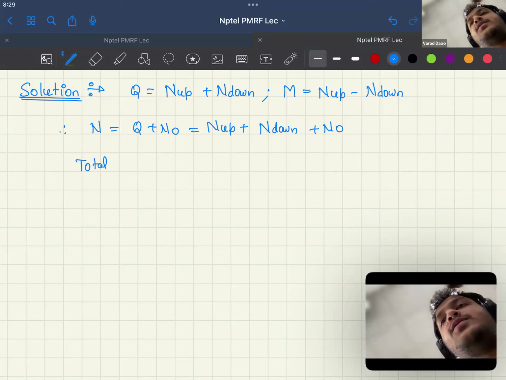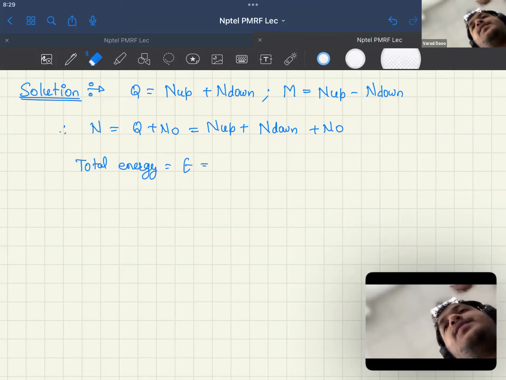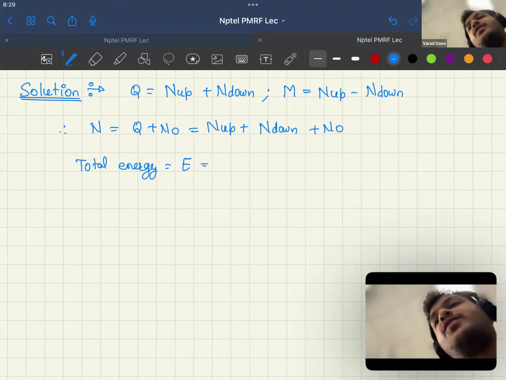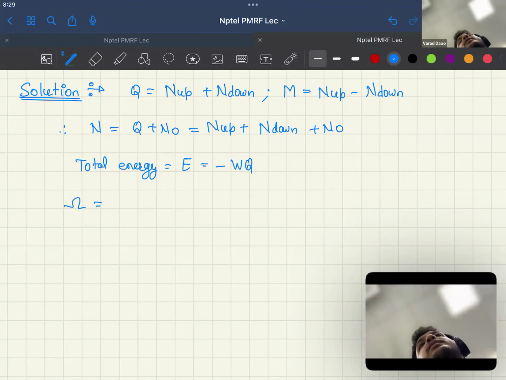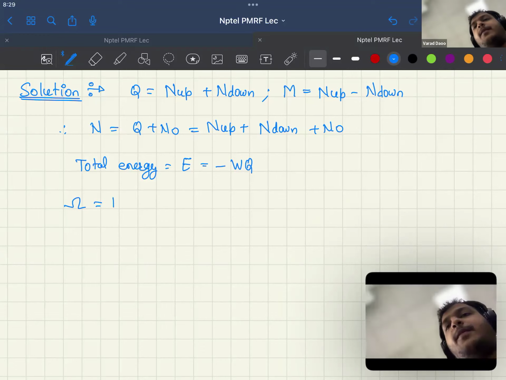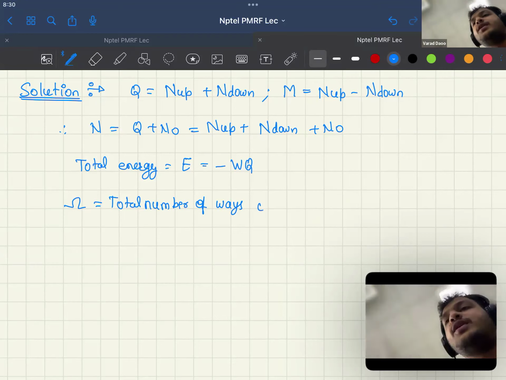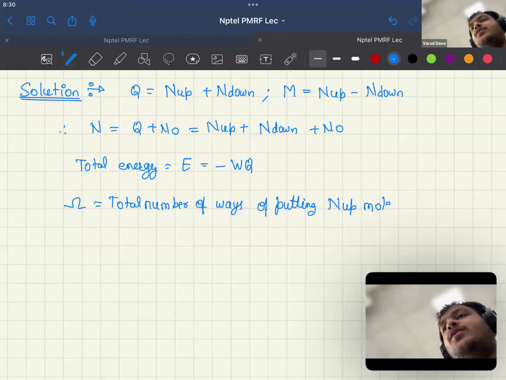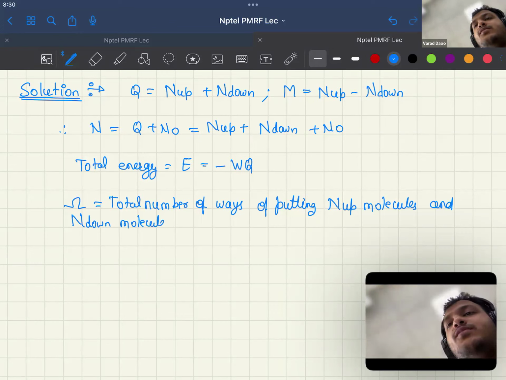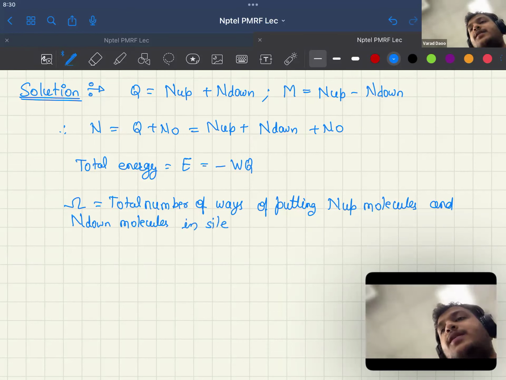The total energy is equal to E, which is equal to minus W into Q, right? Now what is sigma, the multiplicity? It is the total number of ways of putting N up molecules and N down molecules in N sites, right?